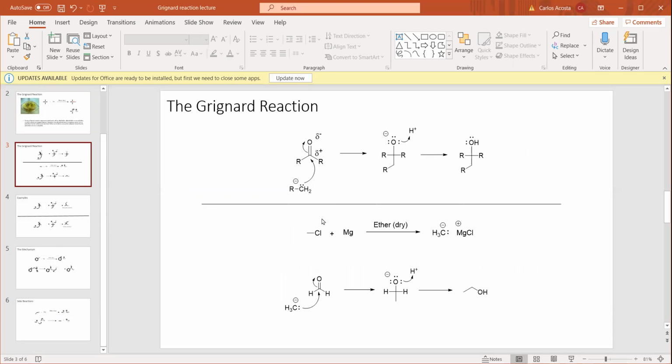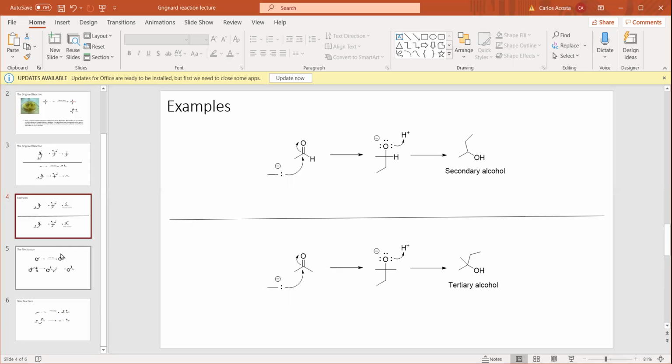So take note of the mechanism. We will have a quiz next class on the 29th. Yes. So on the 29th, we're going to have a quiz on the Grignard reaction. And you haven't covered it in a lecture, so please take note of this mechanism and just the overall synthesis.